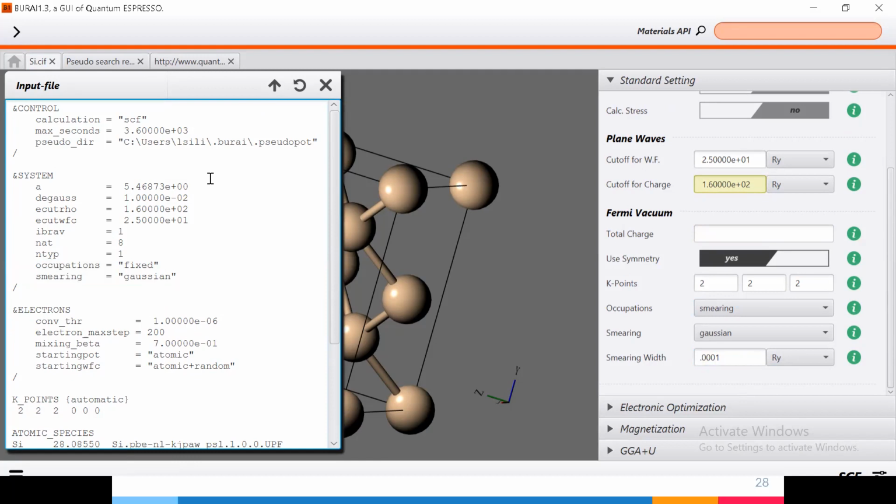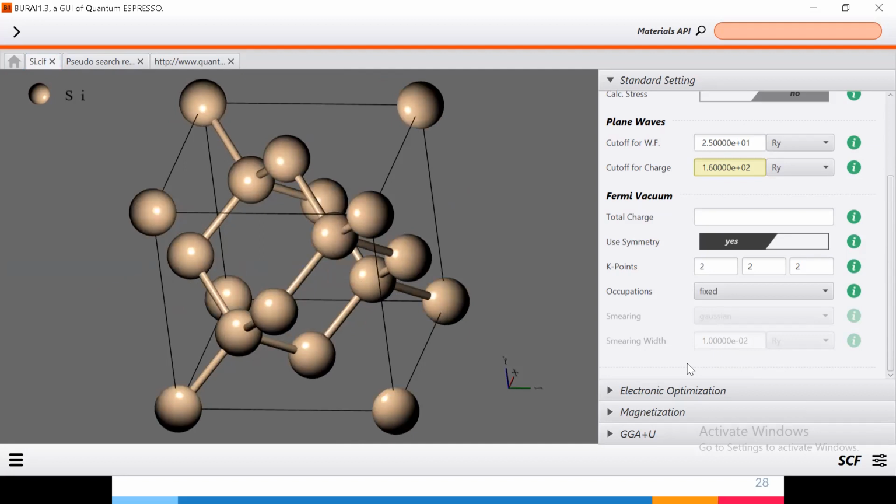This is just to give you an idea of how this will work with Burai, because Burai gives you the visual aspect of it. If I go straight away to the text one, you're going to be lost. This is why I started with Burai.